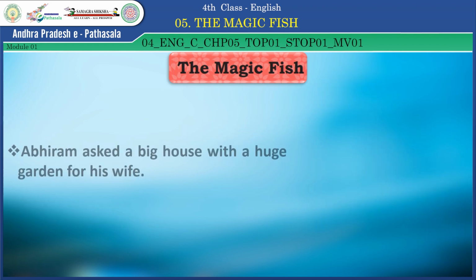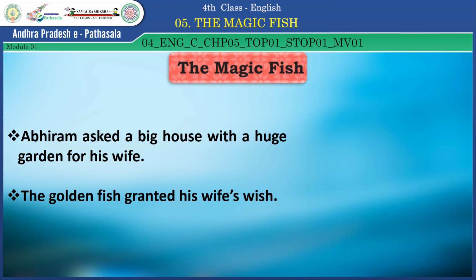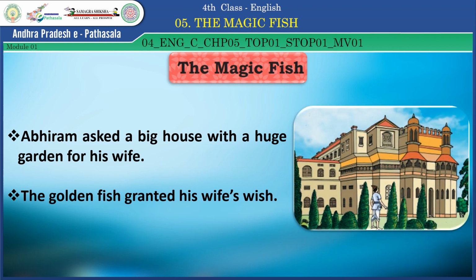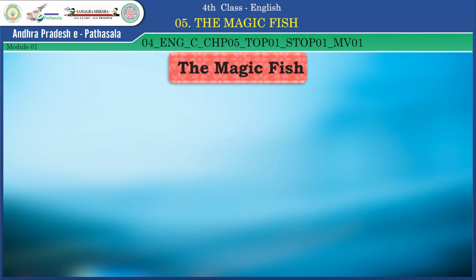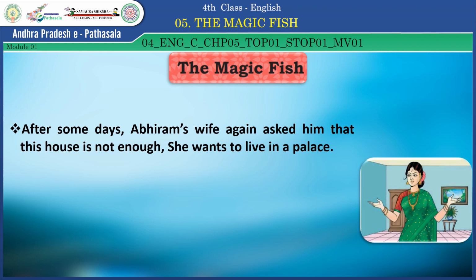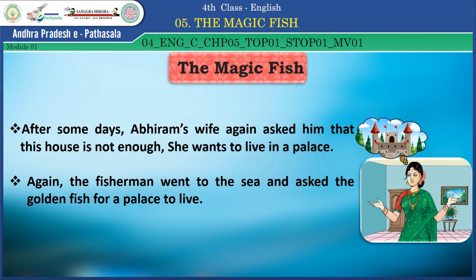Abiram asked a big house with a huge garden for his wife. The golden fish granted his wife's wish. After some days, Abiram's wife again asked him that this house is not enough. She wants to live in a palace. Again the fisherman went to the sea and asked the golden fish for a palace to live. The golden fish granted his wish.